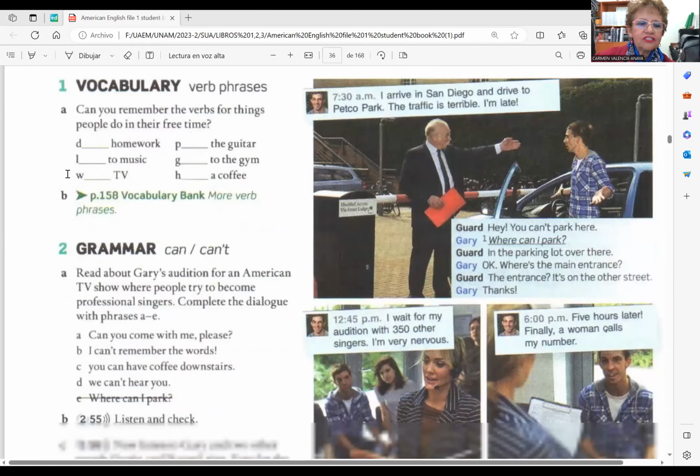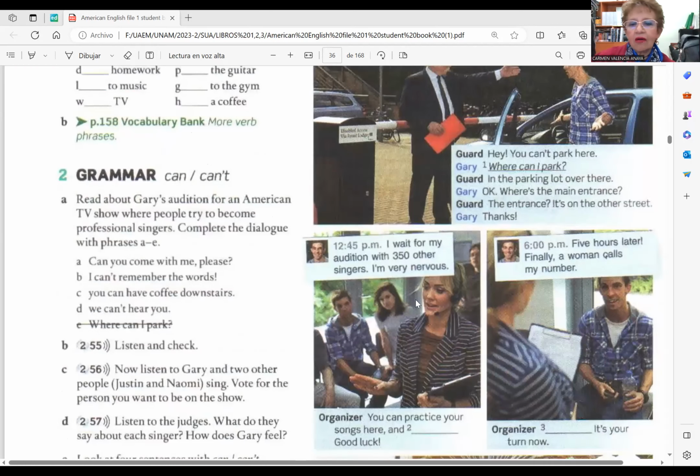Okay, look at this one, can and can't. Obviously, there is the reading that I have read at this moment, and it says you are going to complete the dialogue. Can you come with me, please? I can remember the words. You can have coffee and so on. Okay, wait a moment, please.